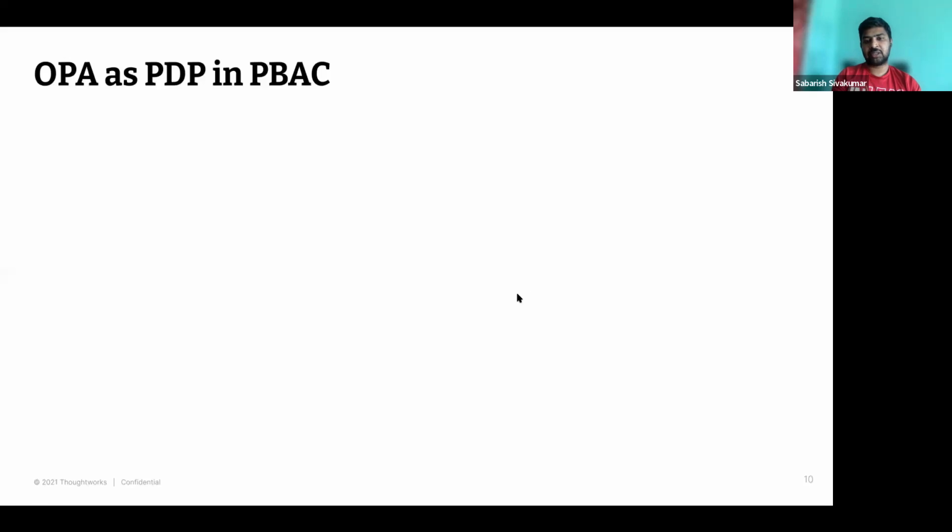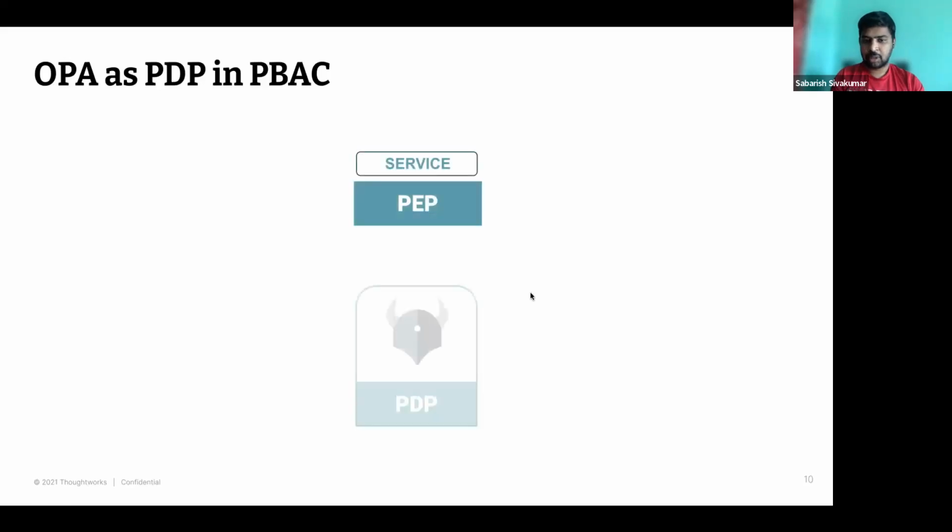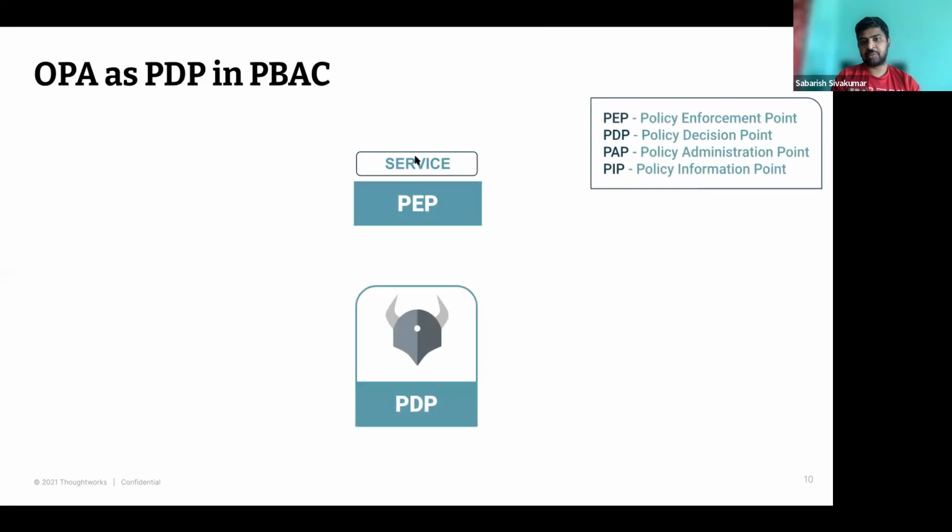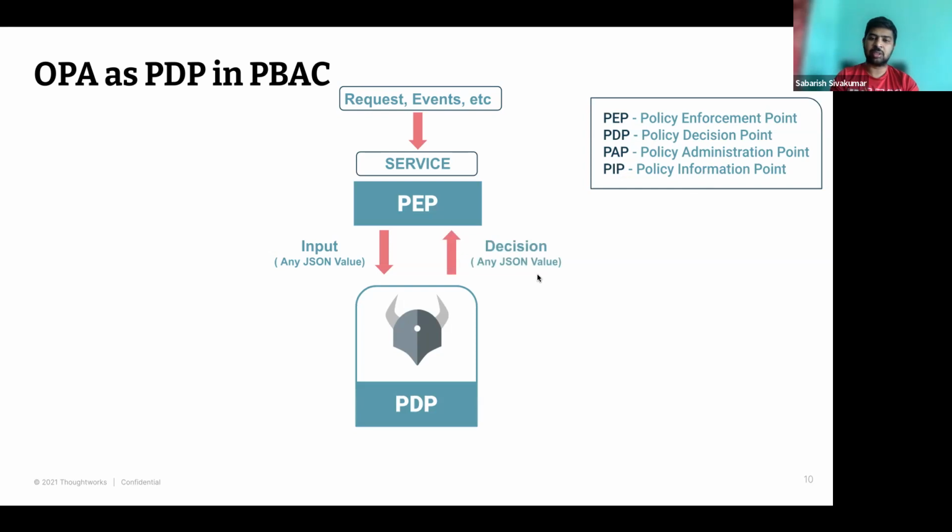So in the PBAC architecture, we said OPA is acting as a PDP. Let's consider a small example. Probably a service. The service could be a middleware, or a servlet, or any service for that matter. This service will get some input request or events, and for this particular request or event, the service will in turn contact the OPA with a specific input. This input is any JSON value, so it will be in the format of JSON. And for this particular input, the OPA will make some computation, and it will return the decision for this.